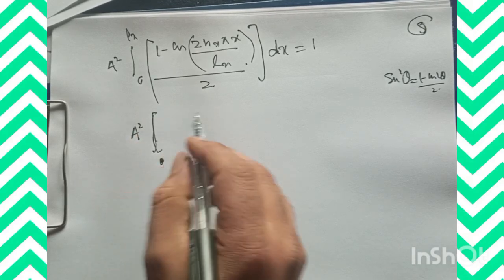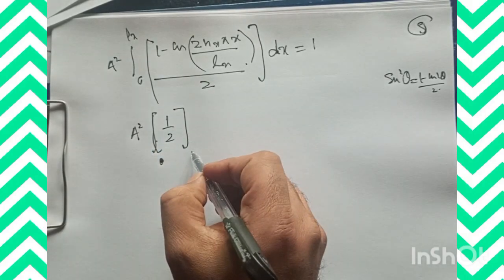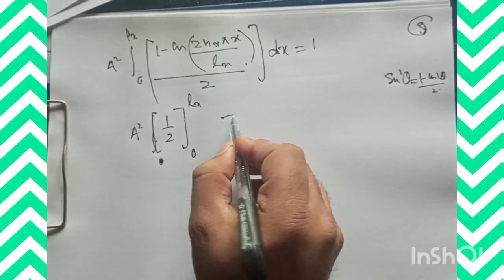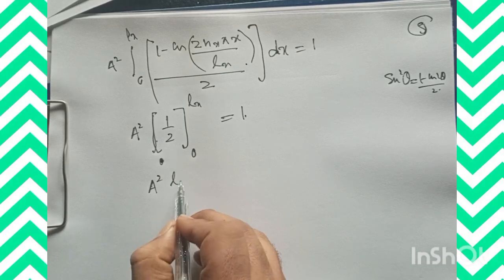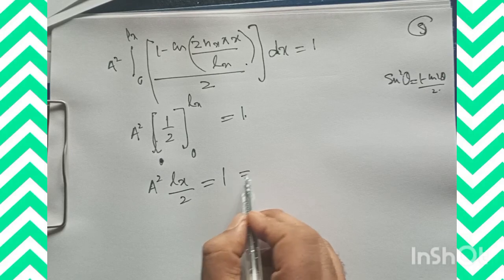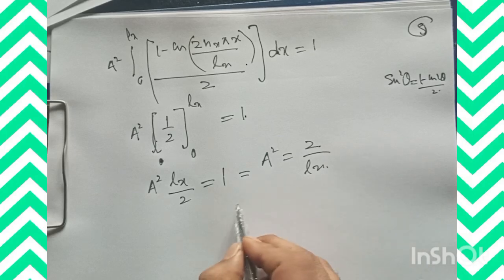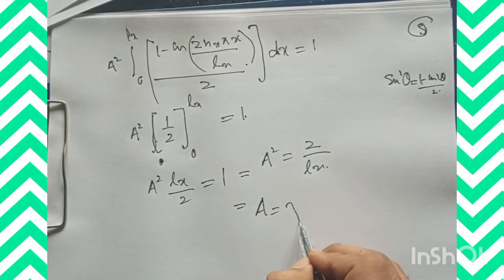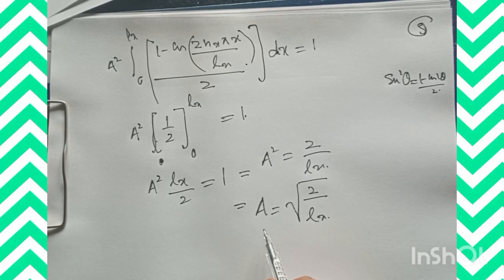After integration, we get A square times 1 by 2, from 0 to Lx, equal to 1. So here we'll get A square Lx by 2 equal to 1. What does this mean? This means A square is equal to 2 by Lx. And what will be the value for A? That will be the square root of 2 by Lx. So we have used the normalization condition to calculate the value of A.